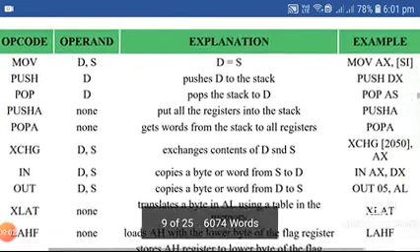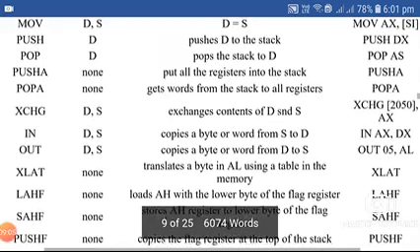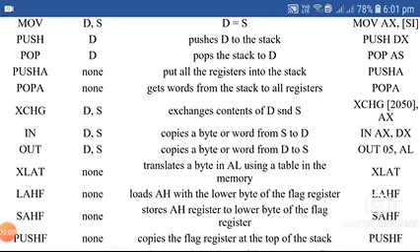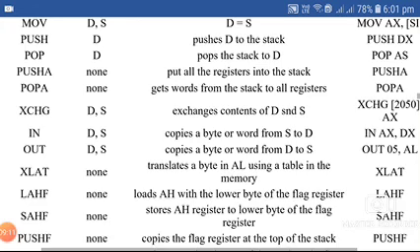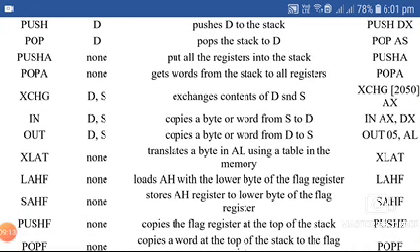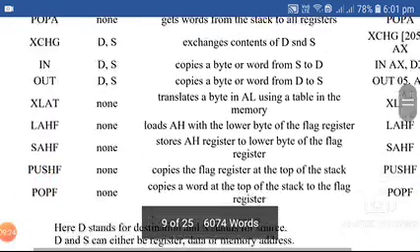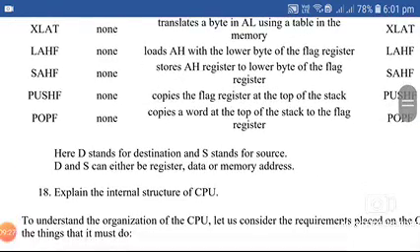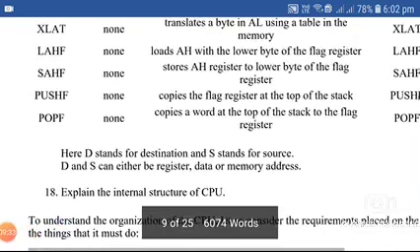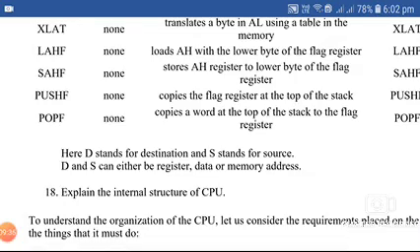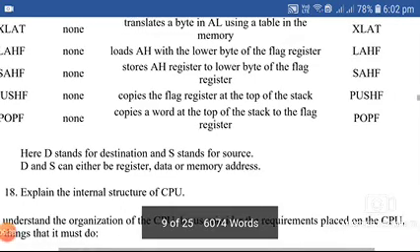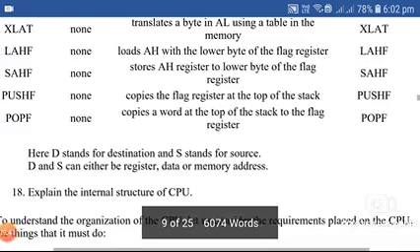Next one is PUSH D, pushes D to the stack, PUSH DX is the example. Next is POP D, pops the stack to D, and POP AX is the example. PUSHA, none, pushes all the registers onto the stack. The example is PUSHA. POPA, none, gets words from the stack to all registers. POPA is the example. And let's go on. PUSHF, none, copies the flag register to the top of the stack. POPF, none, copies a word at the top of the stack to the flag register. And POPF is the example.